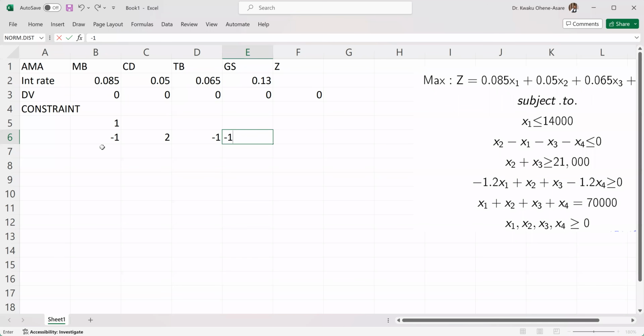And the next one is x2 and x3. So I go to this one. X2 is what? 1. X3 is 1. There's 1 in front of them. Then the last, that one, you get -1.2. So you do -1.2. The next one is 1. The next one is 1. The next one is -1.2 again. And then finally, this is a constraint I said we'll omit later. So finally, you have 1, 1, 1, 1.